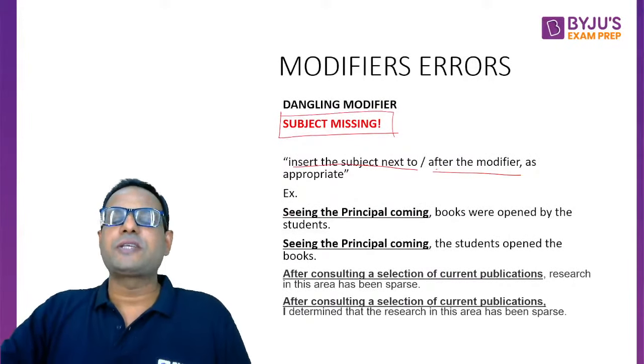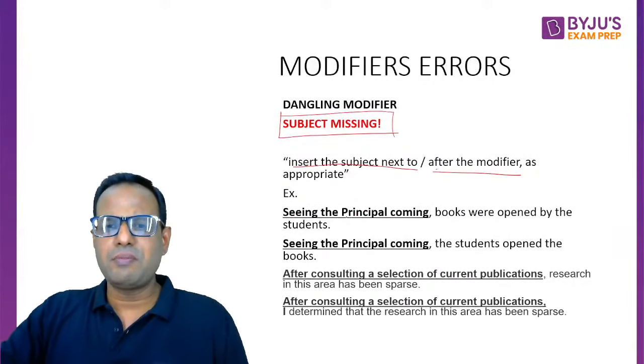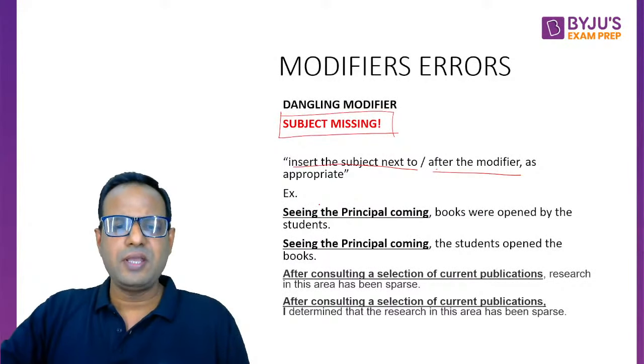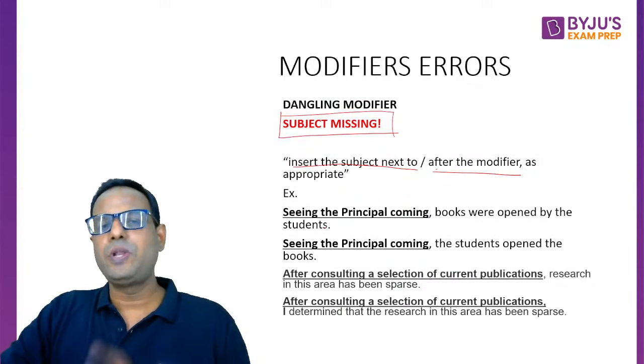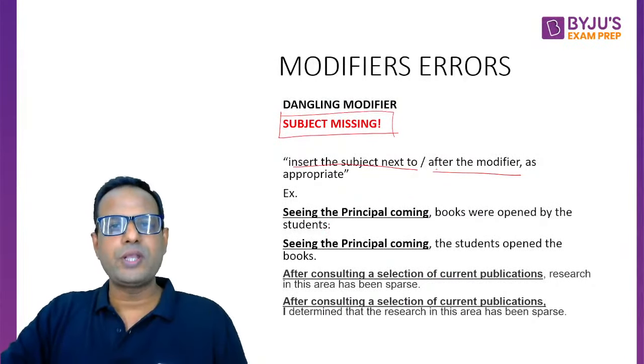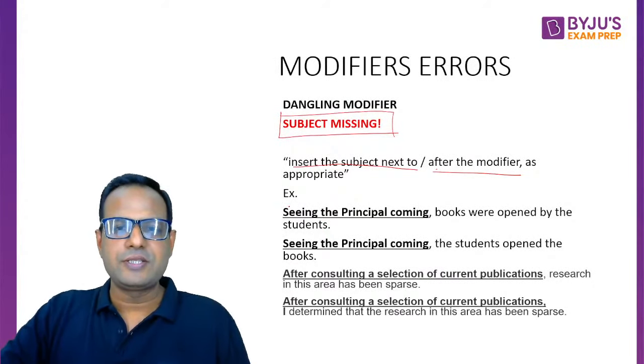Look at the very first example. This is very interesting. What is it saying? Seeing the principal coming, books were opened by the students. Now please answer the question. Where is the modifier? Seeing the principal coming.